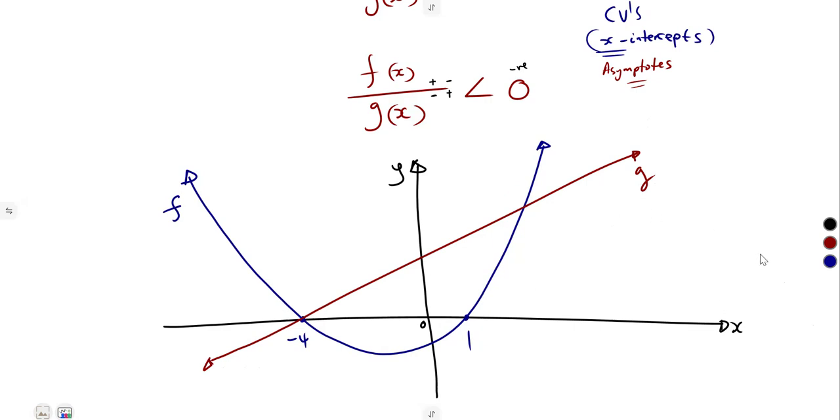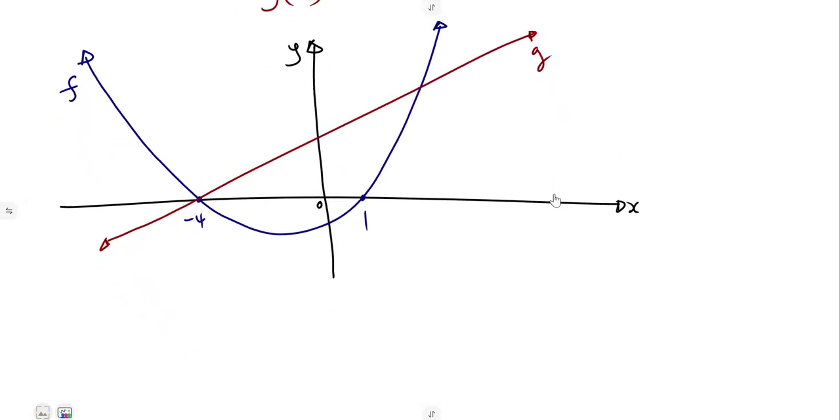Let's say the first question is to determine the value or values of x for which f of x over g of x is less than 0. So that is a negative. They can also say less than or equal to 0. In that case, it is the numerator which can be equal to 0, not the denominator.